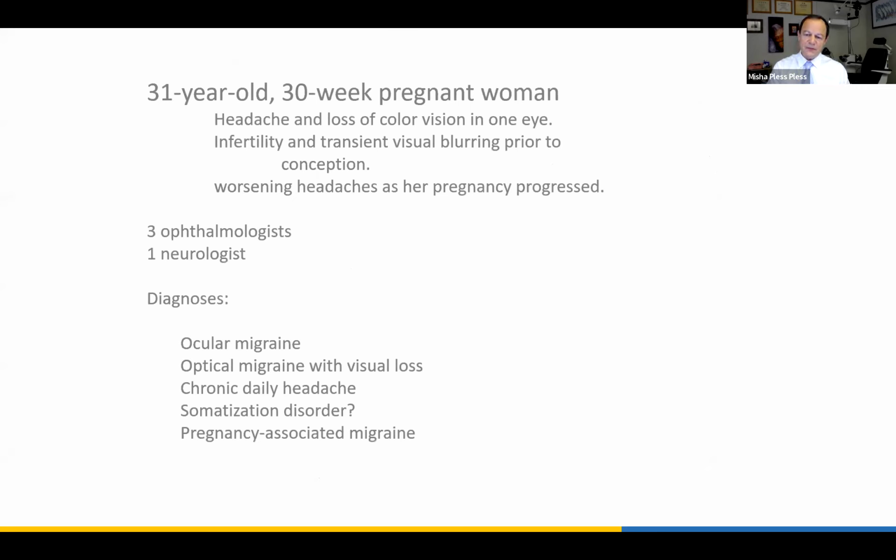The next vignette is a young woman who has trouble getting pregnant, has headache and loss of color vision in one eye. That's really the only symptom. Has a history of infertility and, believe it or not, galactorrhea prior to conception. Had transient visual blurring prior to conception and worsening headaches as the pregnancy progressed. Had seen 3 ophthalmologists, 1 neurologist, and received a list of diagnoses that are listed here that include somatization disorder, which is unfortunately the case, and delayed diagnosis.